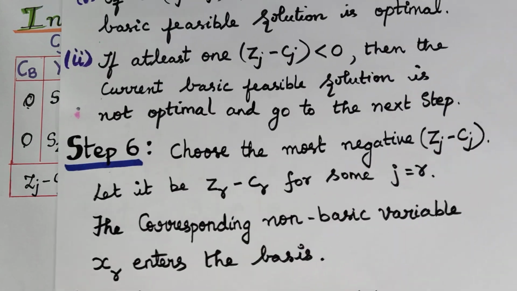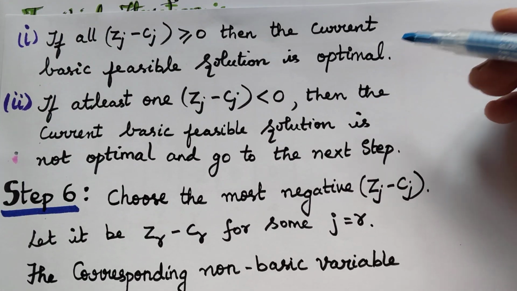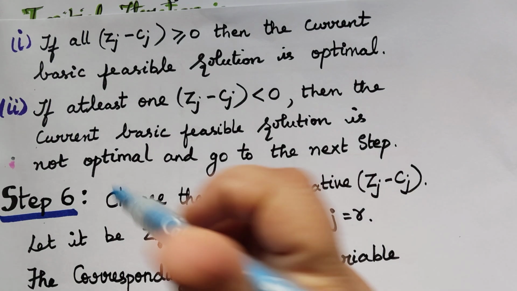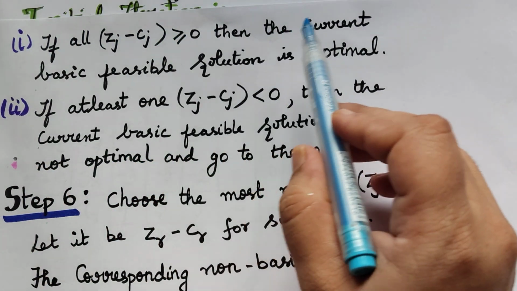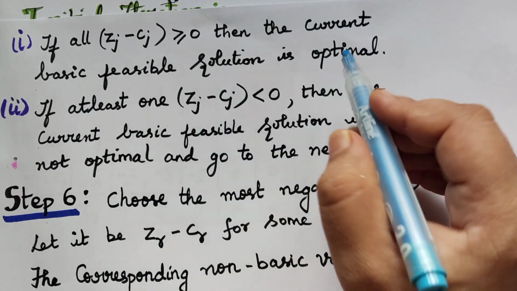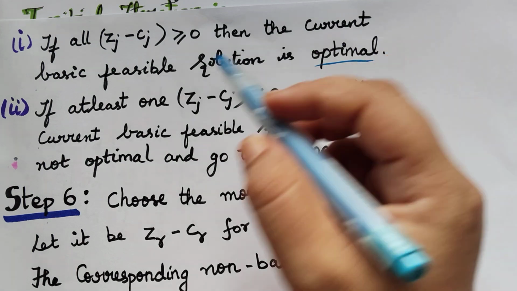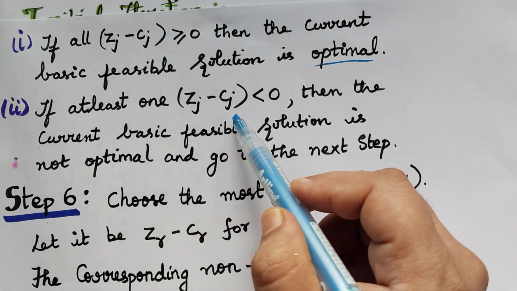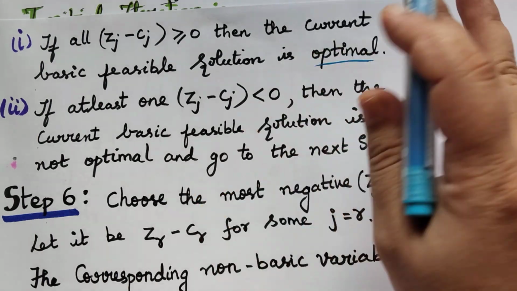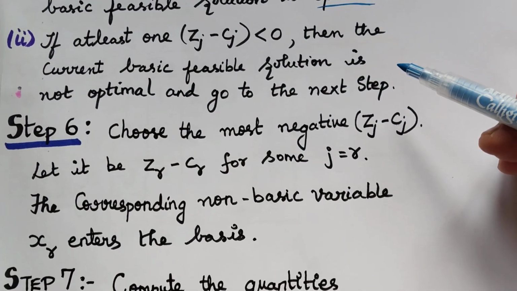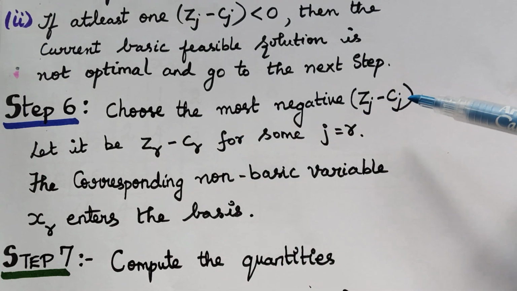So what is the next step? Here we have two conditions, once the evaluation of zj minus cj is done. The first one is, if all zj minus cj are greater than or equal to 0, then the current basic feasible solution is optimal. It is the same as in the simplex method. And if at least one zj minus cj is lesser than 0, then the current basic feasible solution is not optimal, and we have to go to the next step. And what is the next step? Choose the most negative among the zj minus cj.